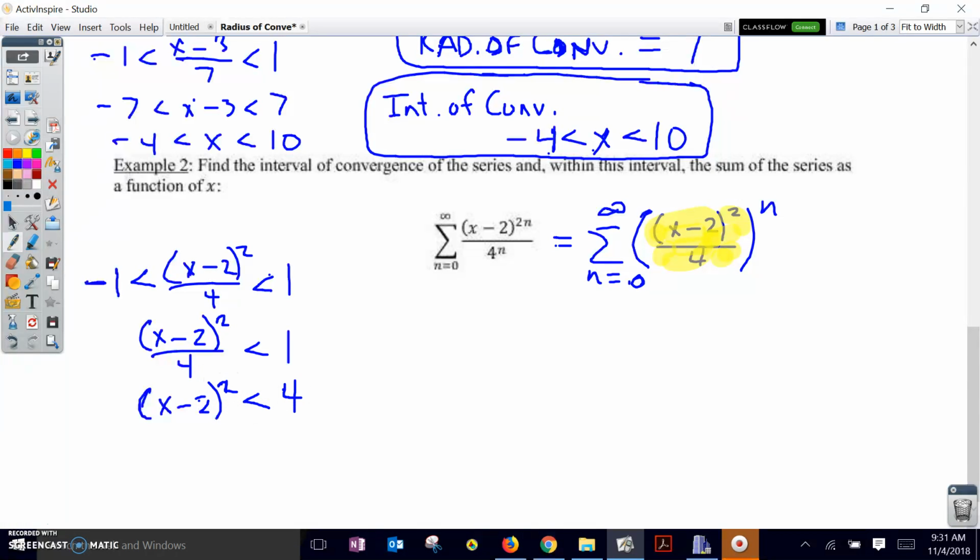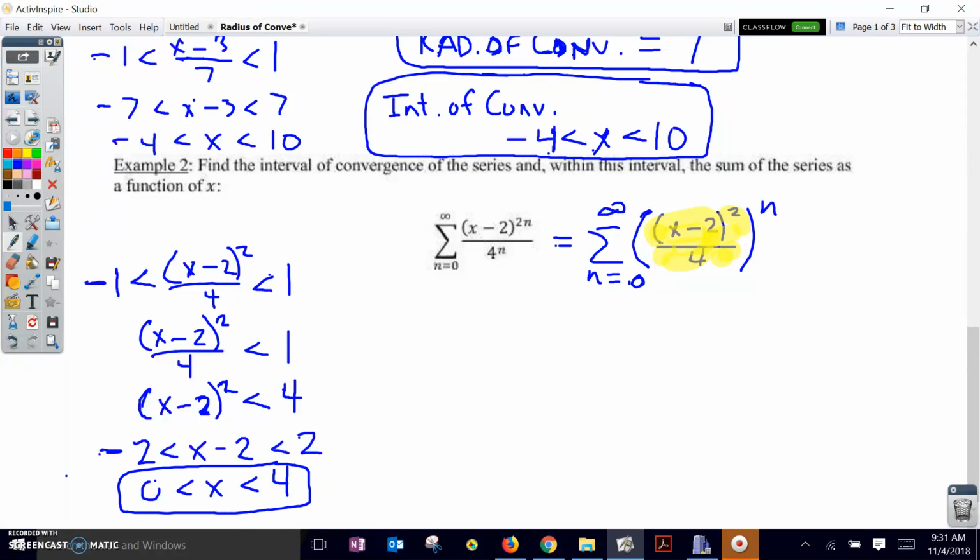And then when I take the square root, I get back to a compound inequality. Because if what's being squared here is less than 4, that means that what's inside of the square is between -2 and 2. Now I add 2 to all 3 parts. And there's my interval of convergence.